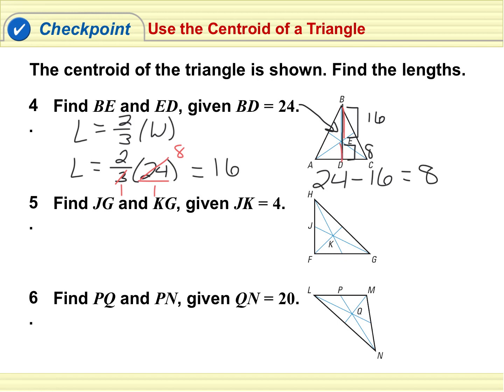Okay. Now let's look at number 5. It gives us JK, this length here, and it says it's 4. Does that give us the shortest length, the longest length, or the whole thing? What do we think? It gives us the shorter one, right? If the longest side was 2/3, what's the shortest side?